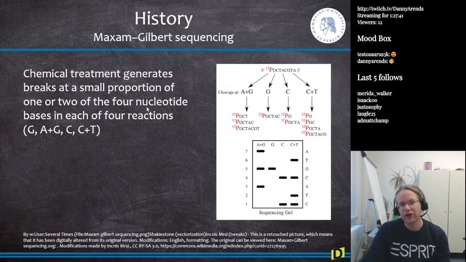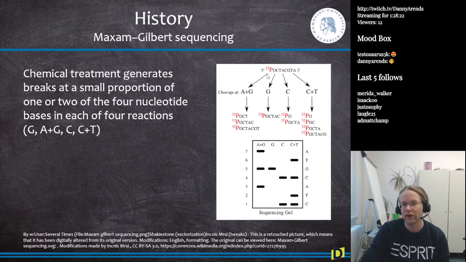So the first sequencing technology is Maxam-Gilbert sequencing. Maxam-Gilbert sequencing is an interesting sequencing technique because it uses an agarose gel. What you do is you chemically treat your DNA, which generates small proportions of one or two or of four of the nucleotide bases in each of the four reactions. So you take your cup, which has the DNA, you split it into four different cups, and then you do a chemical treatment, and the chemical treatment cleaves the DNA at certain points. So it cuts the DNA, and then using the size, you can start sequencing.